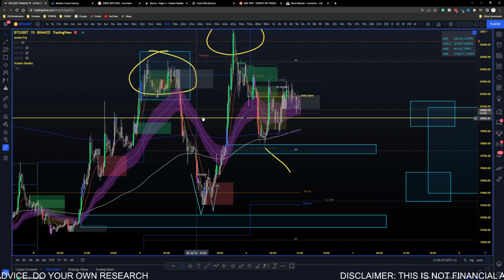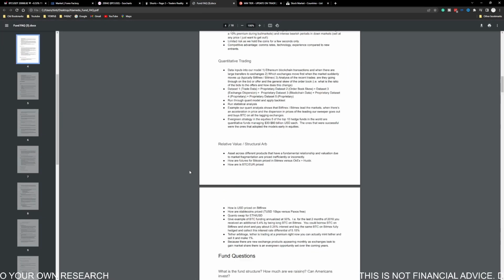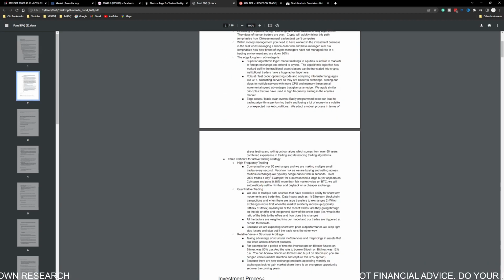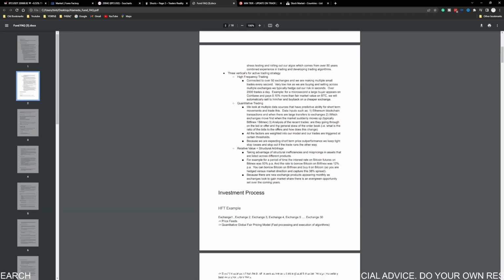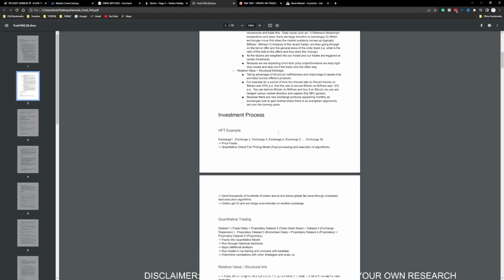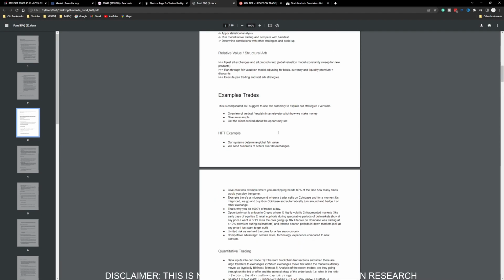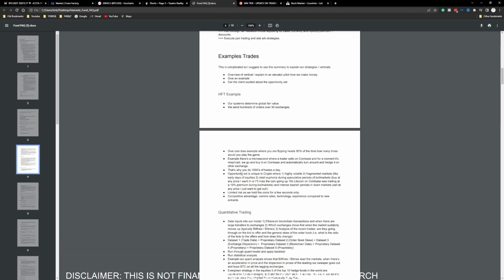They said it themselves, ladies and gentlemen. If you go over to a document that was released by Alameda Research, you will find that they prey on the retail traders' excitement for when a coin could potentially move up or down. Where is it? Here we go. Opportunity set is unique in crypto where 1. Highly volatile, 2. Fragmented markets, early days of equities, 3. Retail euphoria during speculative periods of bull markets, buy at any price, I want it or I'll miss the coin going up 10x. Okay? And intense bearish periods in down markets, sell at any price, I just want to get out.